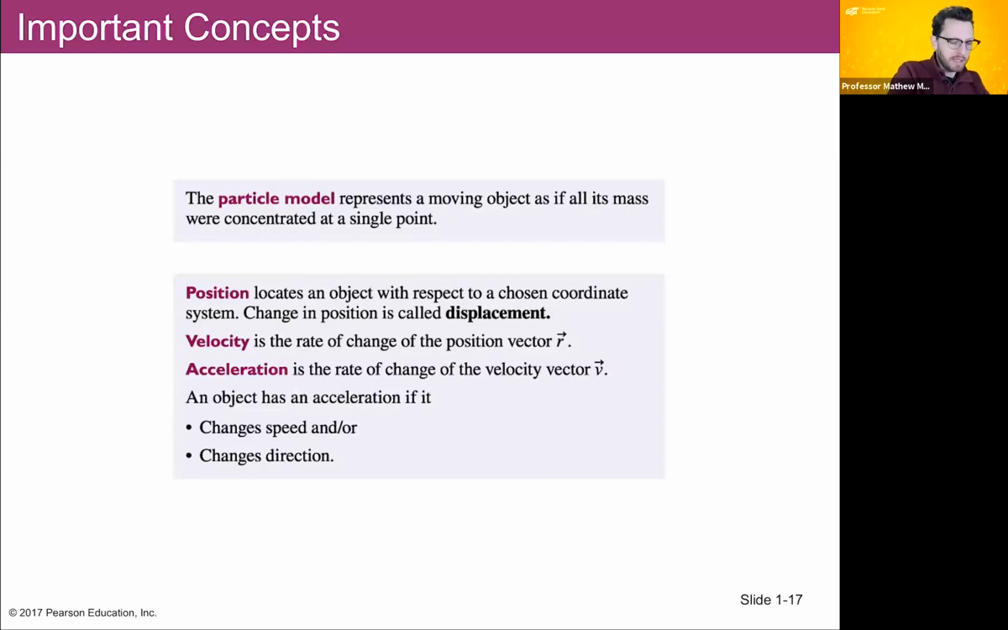The velocity is a quantity that tells us the rate at which my position is changing. And we're going to represent position by a vector quantity, and we'll see that in a second. And acceleration tells us about how the velocity is changing. So for instance, an object has some acceleration if its speed is changing or its direction is changing.